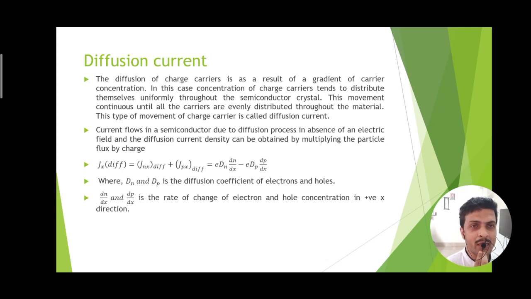The directions of flow of holes and electrons are opposite. That is why these diffusion current densities have two different polarities. Dn and Dp are the diffusion coefficients, or diffusivities, of electrons and holes as written. dn/dx and dp/dx are the rates of change of electron or hole concentration in the positive x direction.